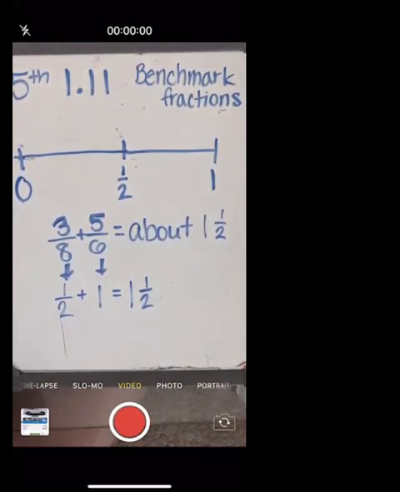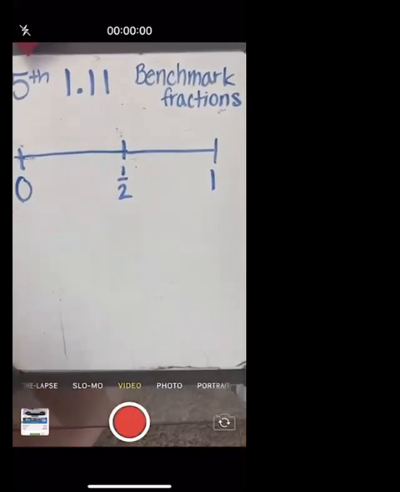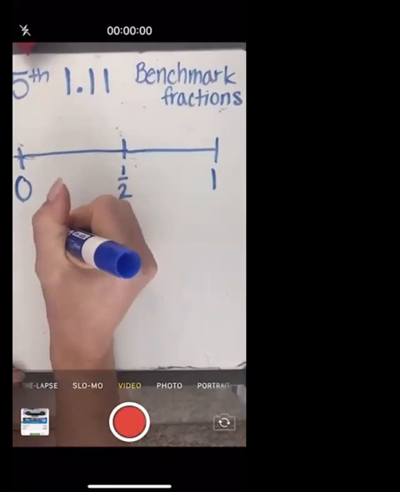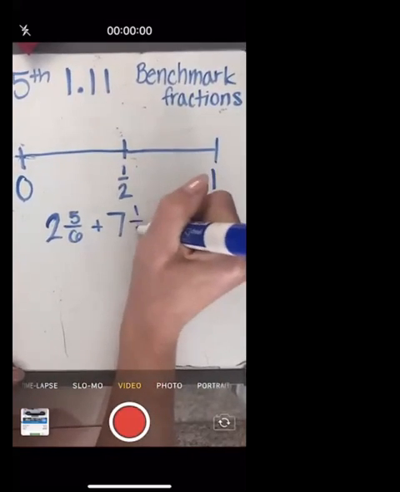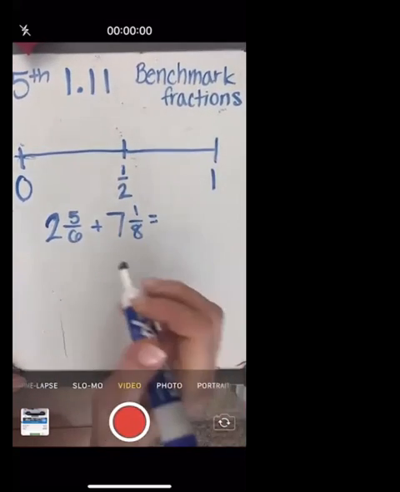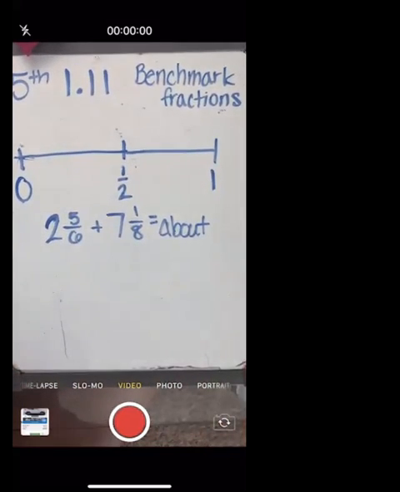I want to try one more with you guys, and we're going to start adding in some wholes. Same idea, but we're still going to round it. So let's try this one. We're going to do mixed numbers this time: 2 and 5/6 plus 7 and 1/8. Again, I want you to give me just a reasonable answer. It's about something. Take a quick second, round it to the closest reasonable number, and then let's talk about what we got. I'll give everyone a quick second to work through it before we unmute ourselves, okay?